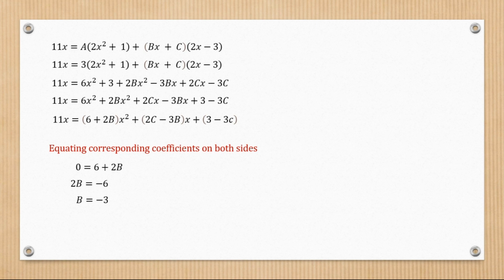So how are we going to find c? We're going to find c from here. You can see that 2c minus 3b is equal to 11, because this is x, that is x. But we know that b is equal to negative 3. So now we have 11 being equal to 2c plus 9. So we have 11 minus 9 is 2, so 2c is equal to 2, and then c shall be equal to 1.